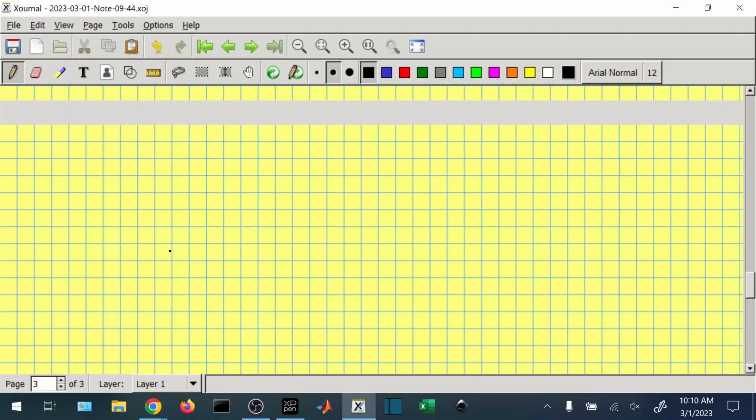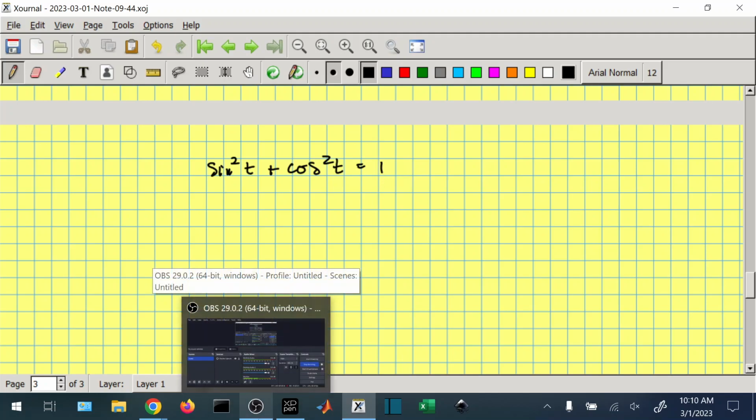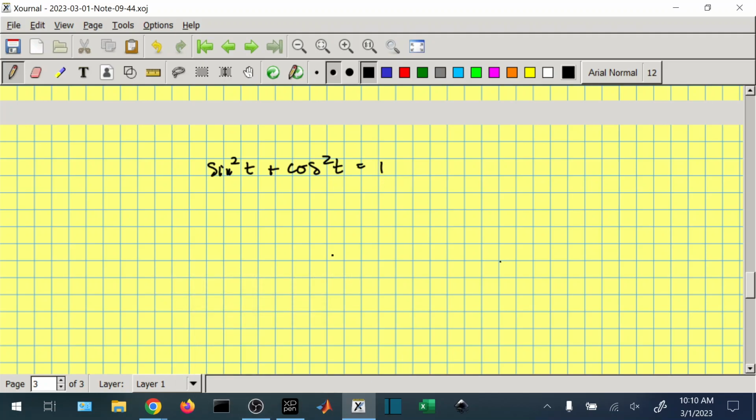Okay, so I remember two formulas. Those formulas are this one, sine squared t plus cosine squared t equals 1. That's just because I didn't want to write thetas. This is the Pythagorean one. And I can divide both sides by sine squared or divide both sides by cosine squared and get the other two versions of the Pythagorean identity. 1 plus cotangent squared, or 1 plus tangent squared, right? I can get any of those three.